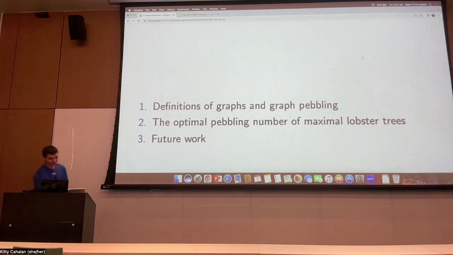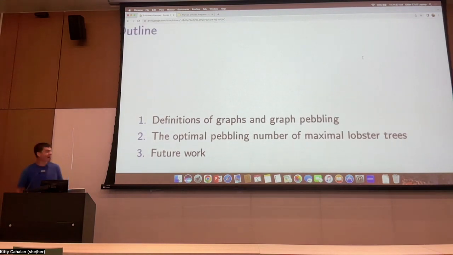Alright, so first, the outline. We're going to go over some relevant definitions of graphs and graph pebbling, and then we'll go over the optimal pebbling number of maximal lobster trees, and then we'll finish up with some future work.